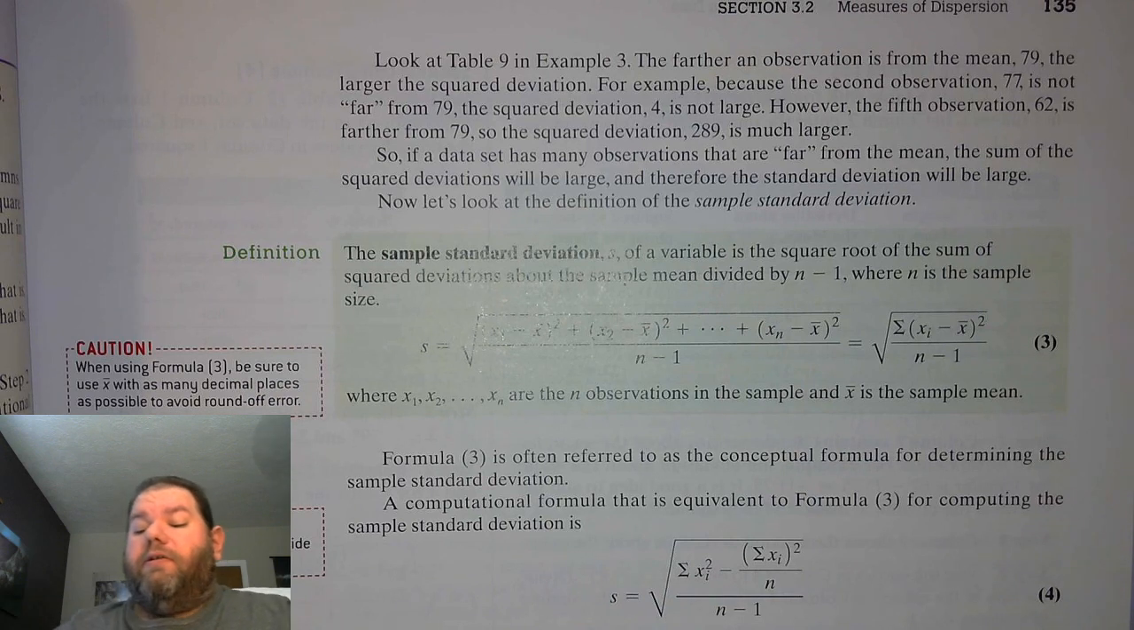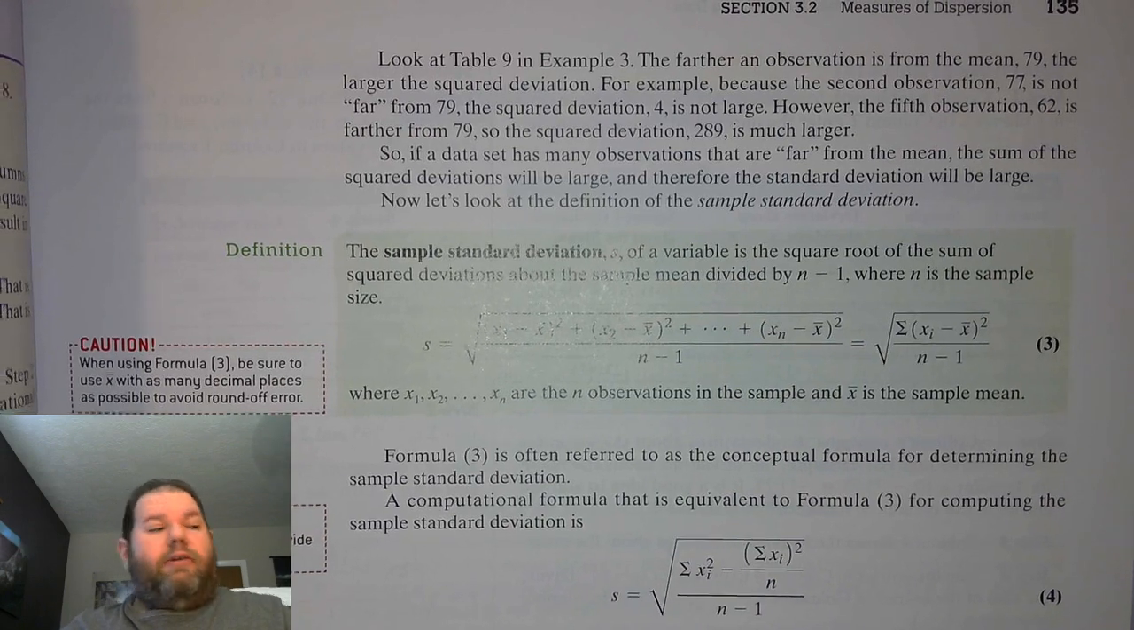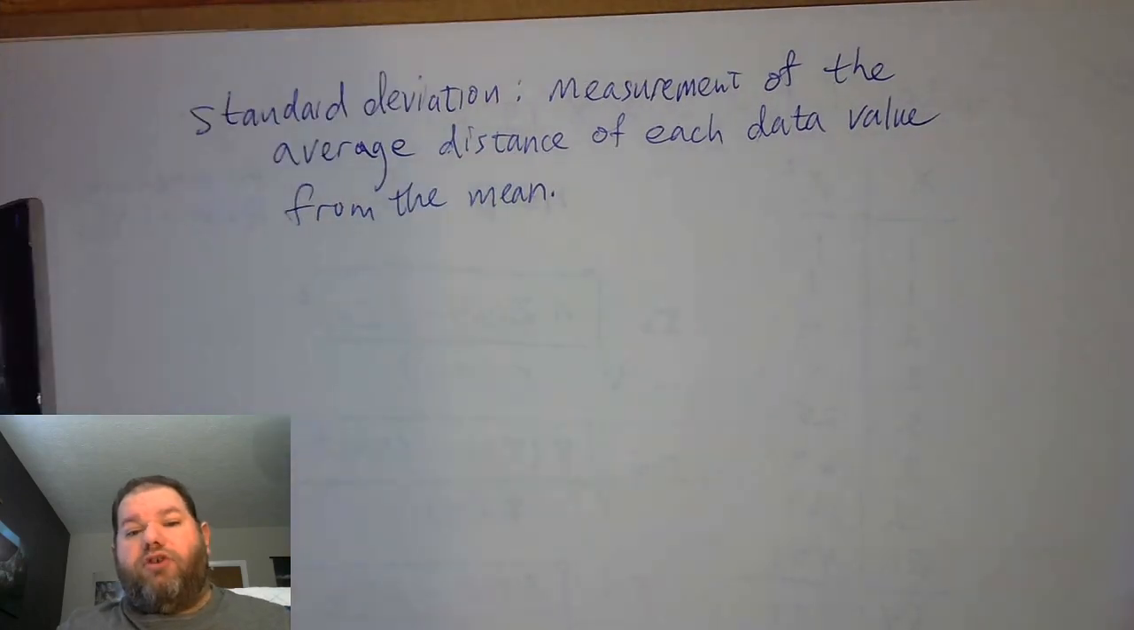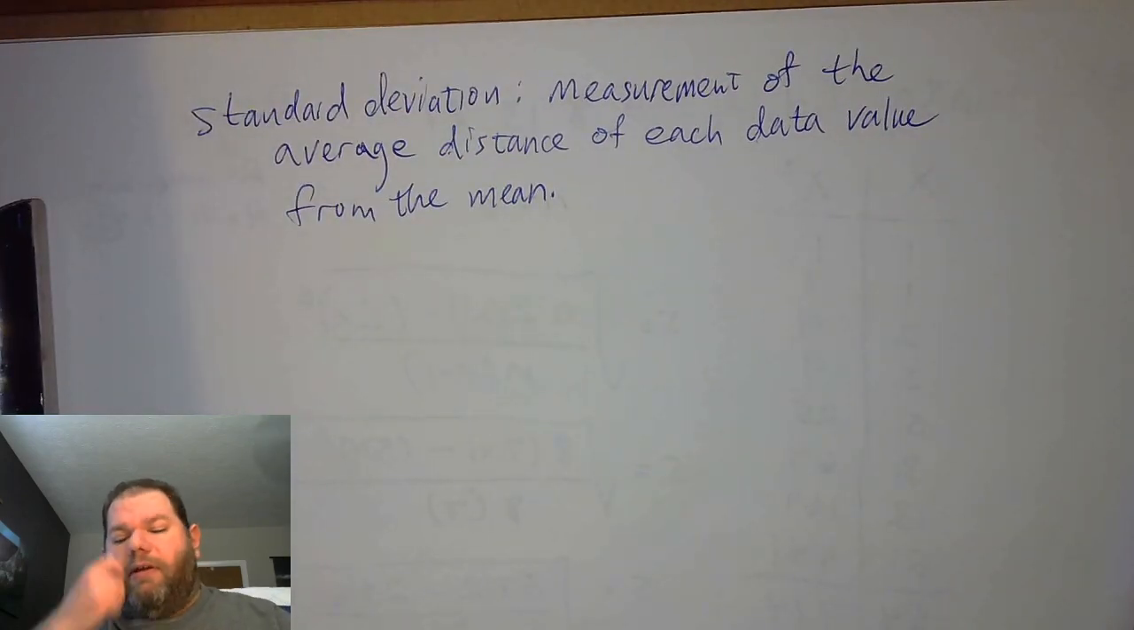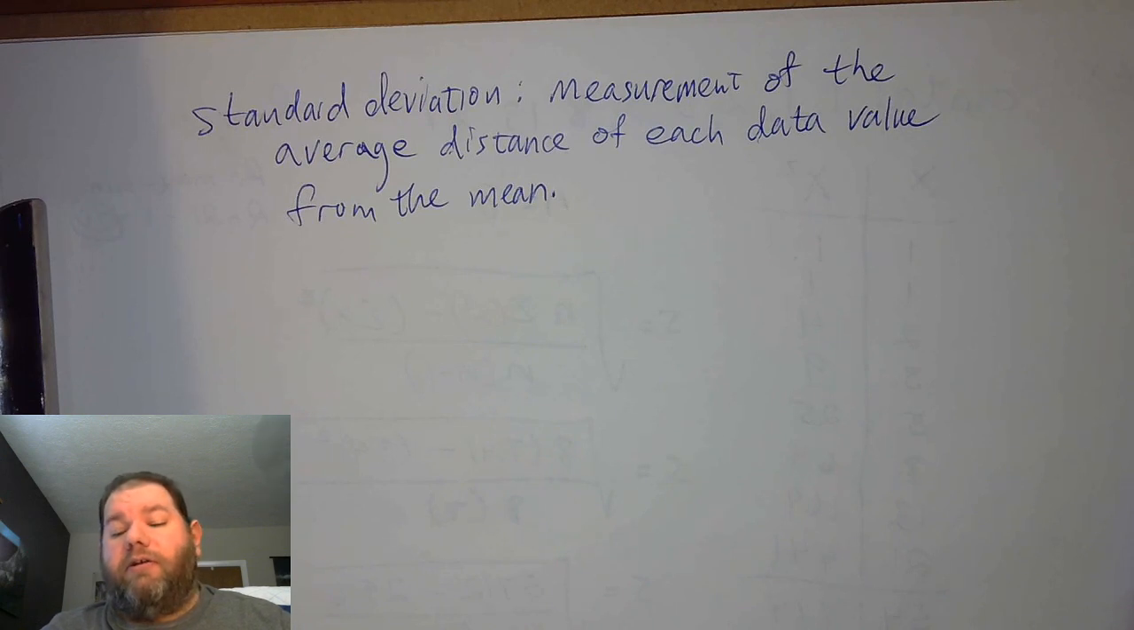Okay, but it's useful enough because there's other things that it allows us to do that we wouldn't be able to do with a different type of calculation. So when we talk about the definition of the standard deviation, it's basically how far each data value is from the mean. But again, that's not exactly what it's saying, but it's essentially what it's saying. Okay?